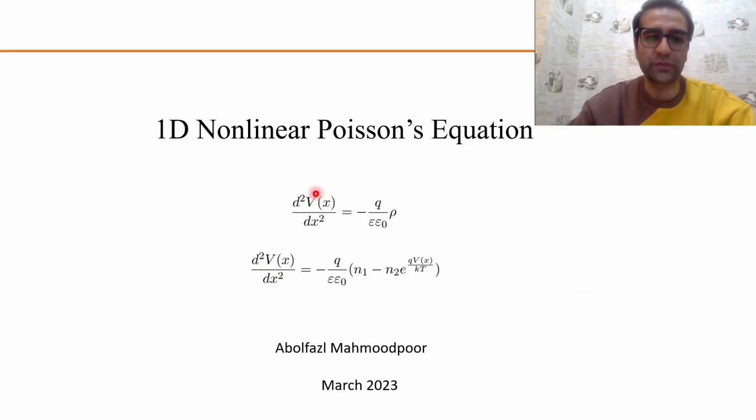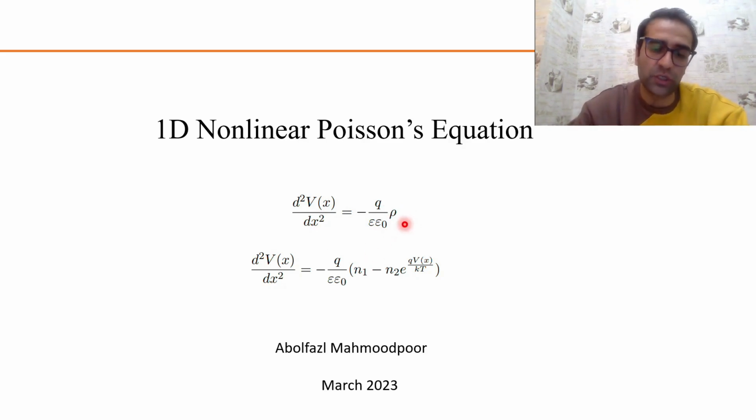Okay, we have the Poisson equation here, and it is the second derivative of V with respect to x equal to minus q divided by epsilon naught multiplied by rho. V here stands for potential, x stands for the position, q is the elementary charge, epsilon is the relative permittivity, and epsilon naught is the vacuum permittivity. Rho here is indeed the charge density.